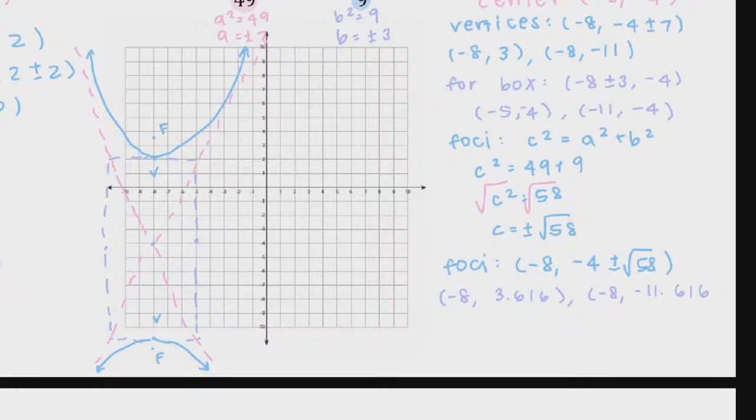Oops, I graphed my vertex a little low. It should be at 3. So right here. Okay, there we go.